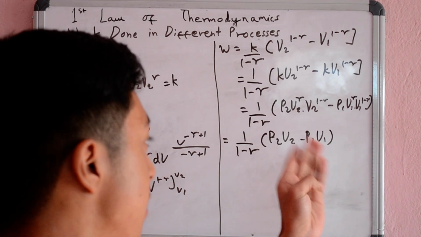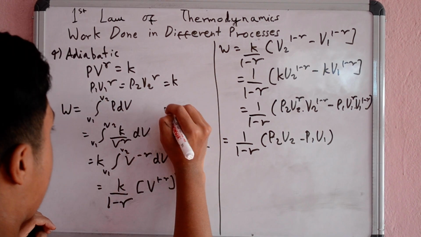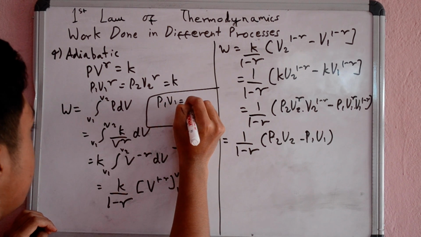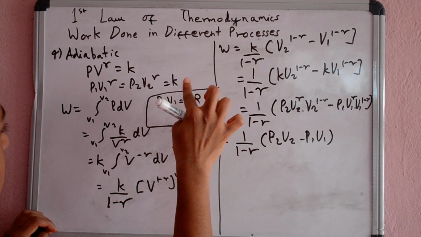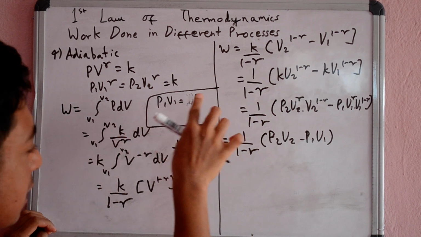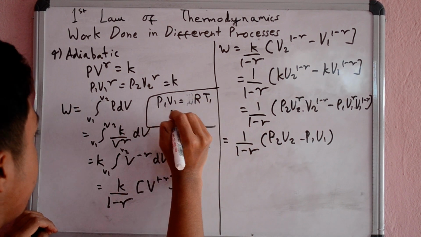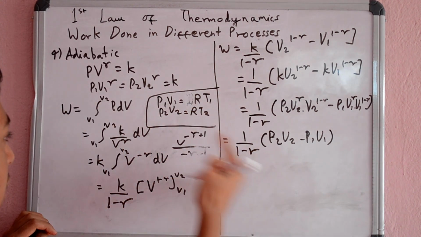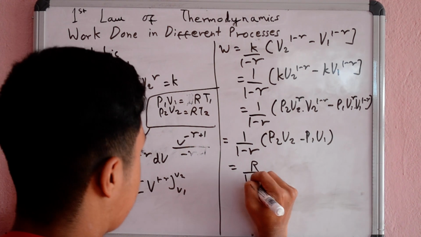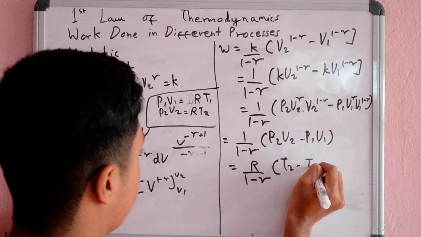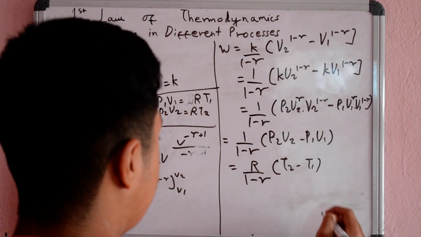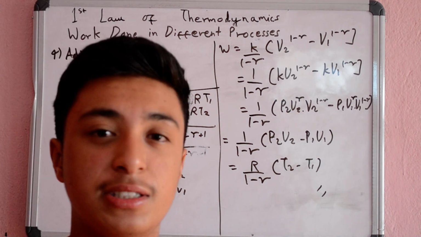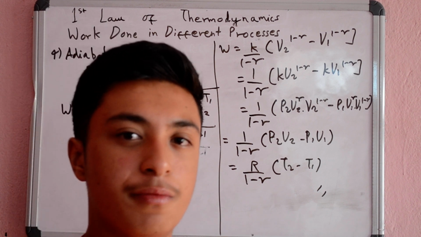Now if you want it in terms of temperature, we simply have P1 V1 equals, for 1 mole, RT1, and P2 V2 equals RT2. So we can write it as, taking R common, R times T2 minus T1 over 1 minus gamma. Quick math. Now these are the works done in different processes. I'll talk about the limitations in a future video, which will be a very short video. Thank you.